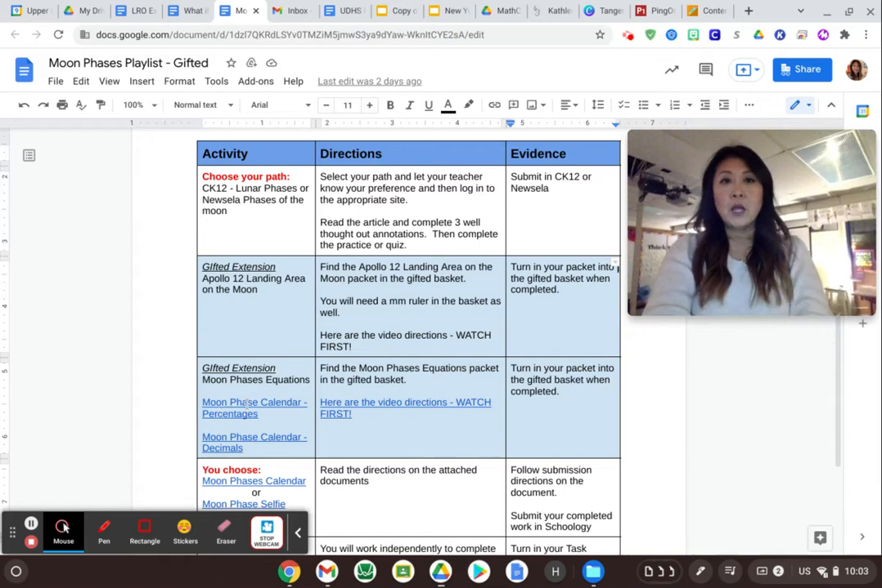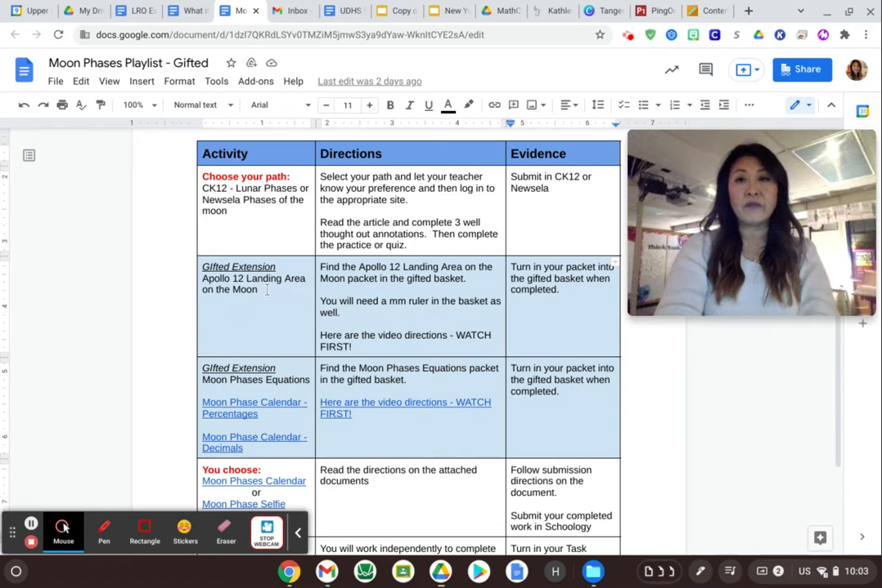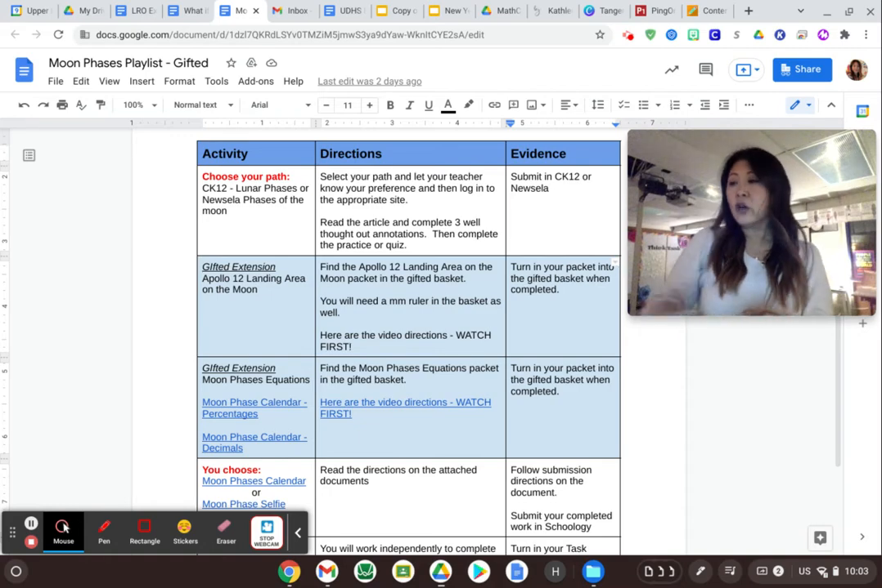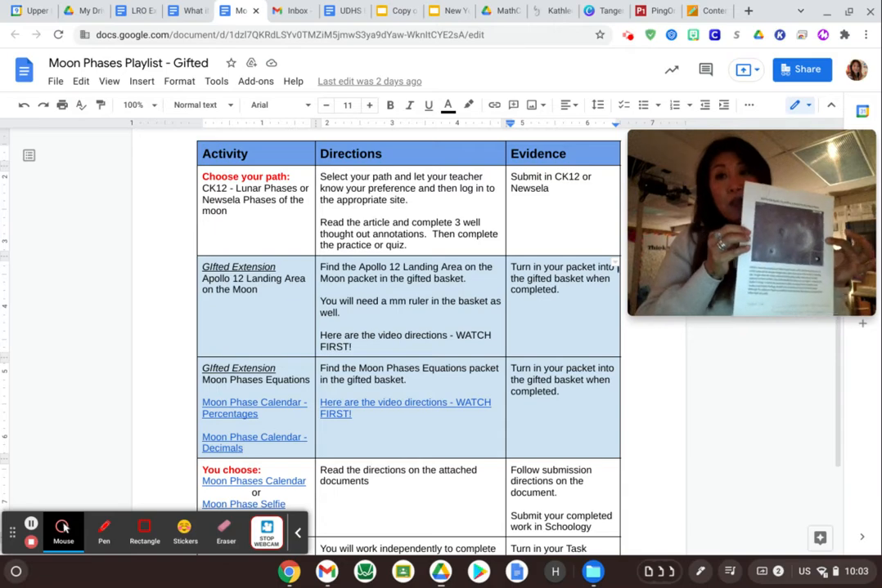in blue. This first one, which I will link everything in here, is the Apollo 12 landing area on the moon. And the connection with this activity is really with scaling. I know that you're doing scale factors and talking about scaling in Mr. Leslie and Mr. Rooney's math class. So I thought it'd be a great time for us to connect that. So you're going to get this packet. It looks like this. You'll get that in your gifted folder.